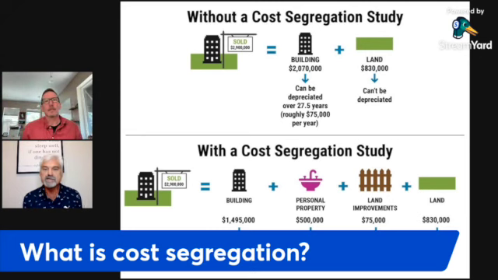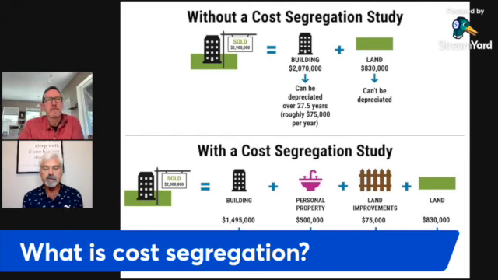In this example, the top example is without doing cost segregation: you spend $2.9 million on a property. It's very important to understand that we do have to back out land. Land is a non-depreciable asset. In this first case, you're depreciating that building, which looks like an apartment building, over 27 and a half years, so you're only able to write down roughly $75,000 per year in depreciation expense.